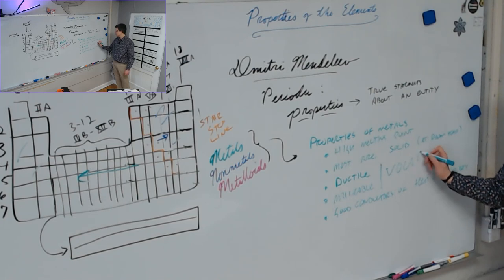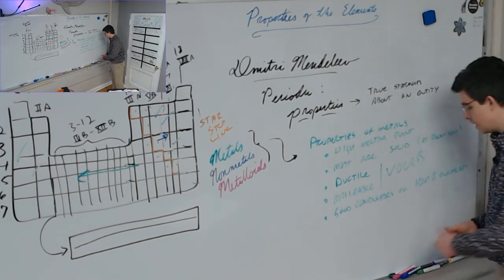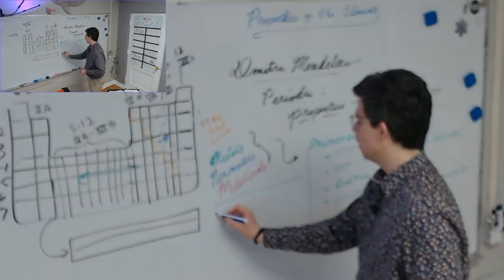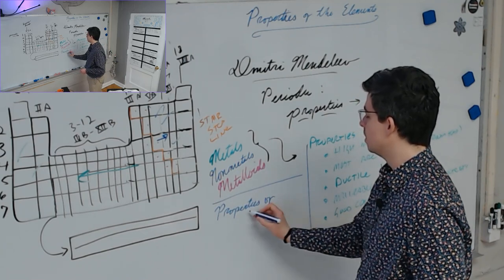I'll even write vocab here next to it. And they're good conductors of heat and electricity. Let's do now the properties of nonmetals. Now let's compare those to the properties of metals. Properties of nonmetals.